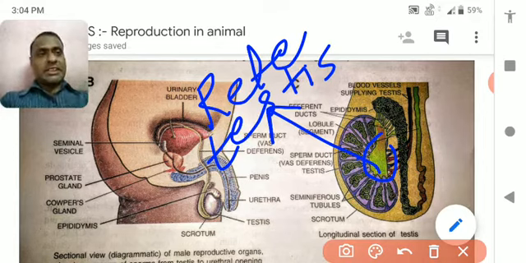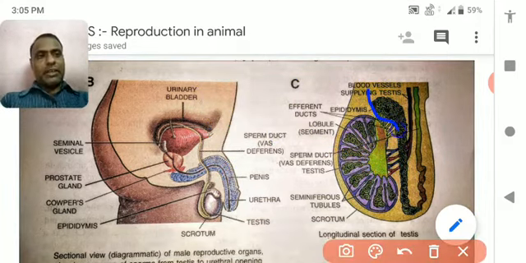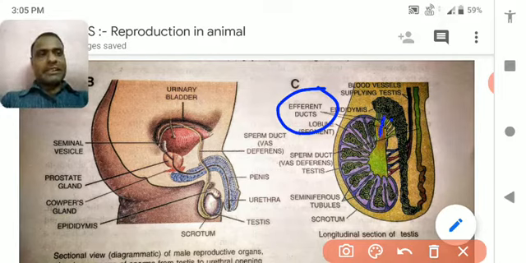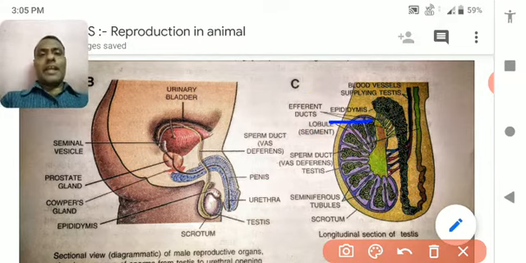From this rete testis you can see there are so many small finger-like pipes, or ducts, that come out and make a knot-like structure. These ducts are called efferent ducts, and this knot-like coil of tubes is called the epididymis.